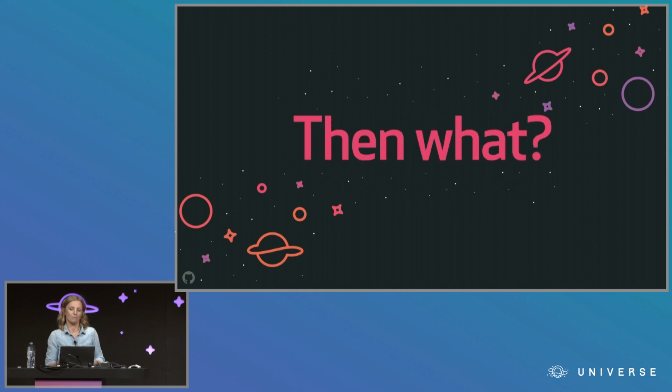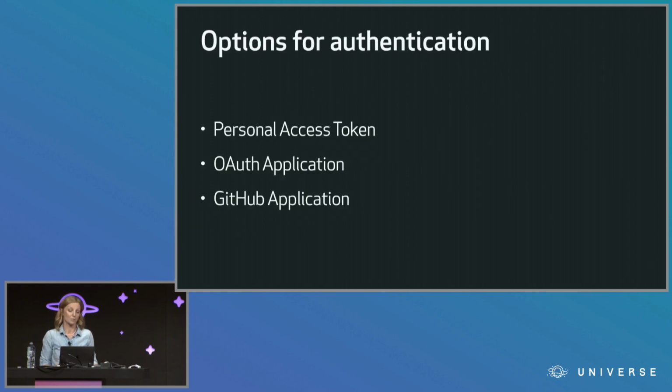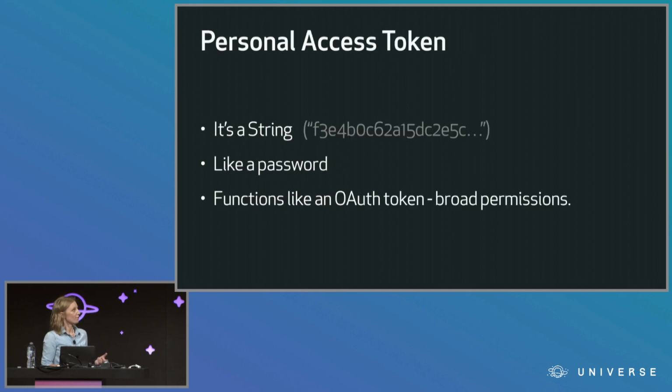So after you're comfortable with some basic requests to 1 or 2 endpoints, you then have 3 options for authenticating to the API. We'll take a look at each of those just now. So the first option is a personal access token. That is simply a string. You can think of it like a password, but better. For example, you can have several of these, and you can revoke access to one of them at any time. This functions like an OAuth token, which means that you specify what permissions it can have. For example, whether it can write to your repositories.